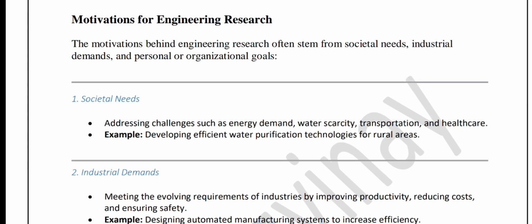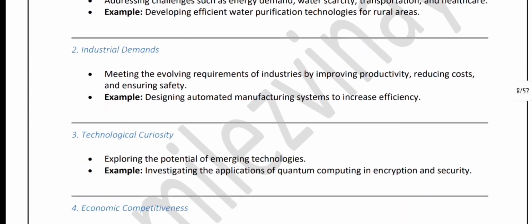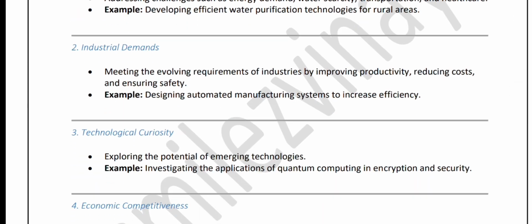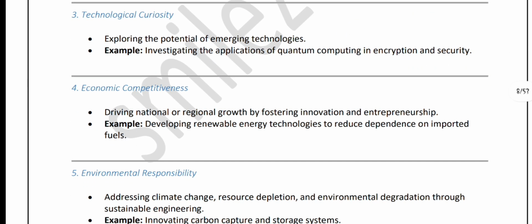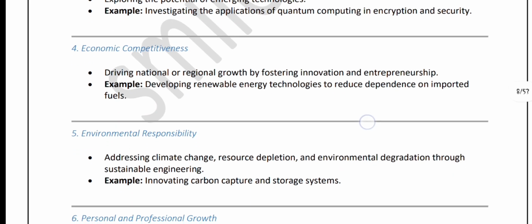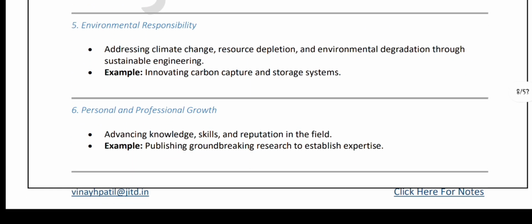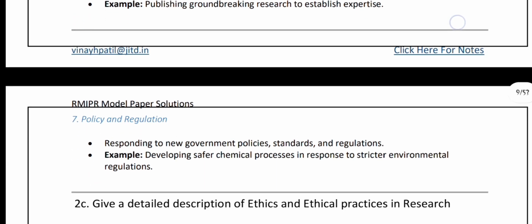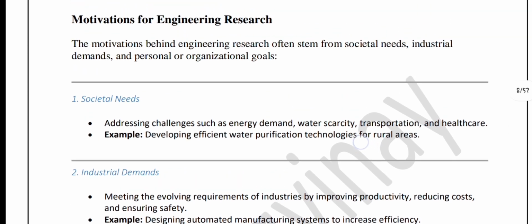Motivations for engineering research: social needs and industrial demands, technological curiosity, economic competitiveness, environmental responsibilities, personal and professional growth, and policy and regulation. The first motivation is social. Okay, guys, first you have to be motivated socially, by things like energy demands, water scarcity, transportation, and healthcare.